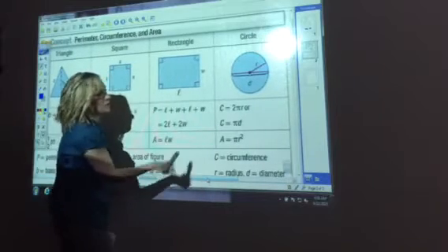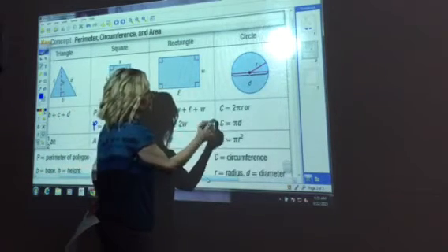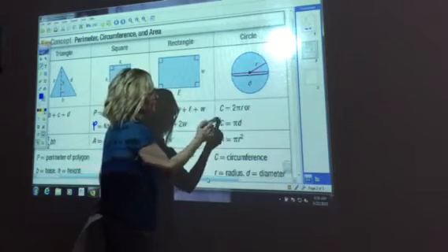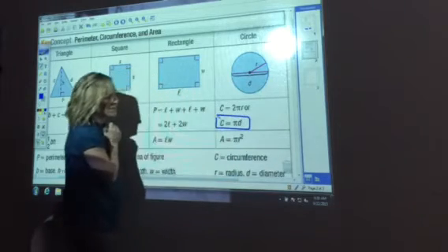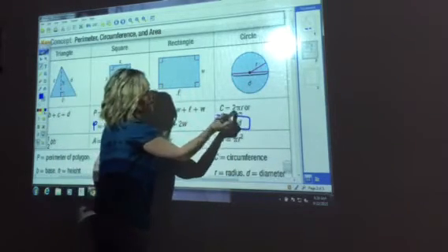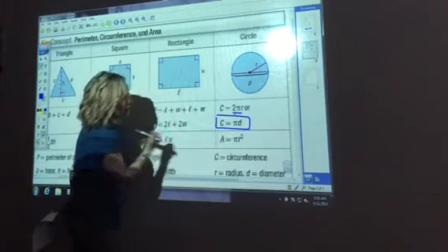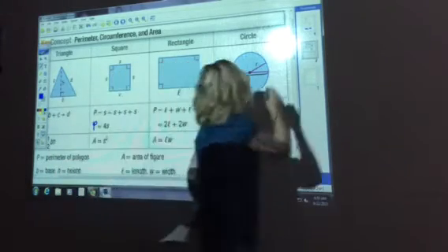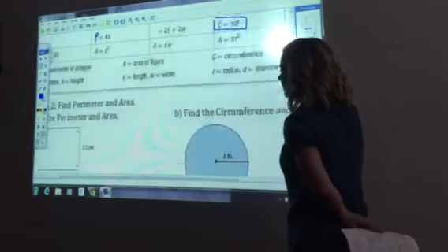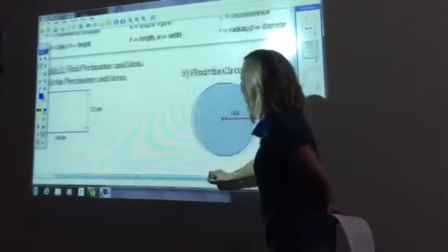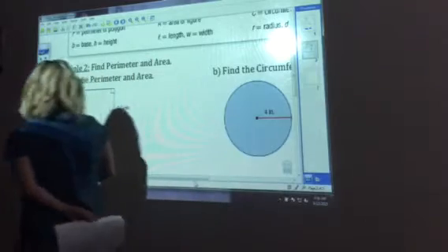Over here in a circle, the perimeter, or the circumference, which is the same idea as perimeter, is C equals pi times D, or you can say 2 pi r, same thing. The area is pi r squared, okay? All right, so let's go ahead and look at our first question here. It says, find the area and perimeter of this figure.